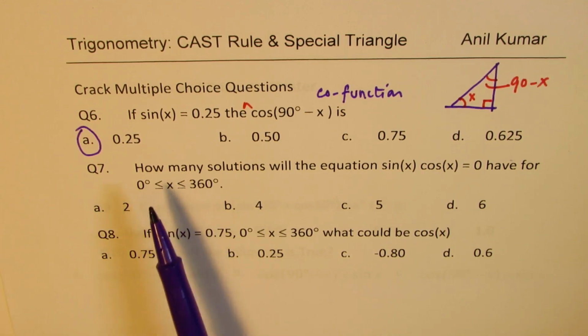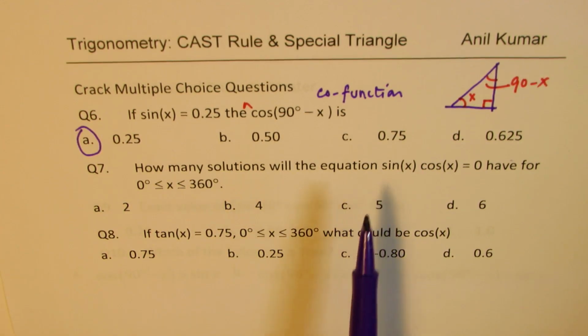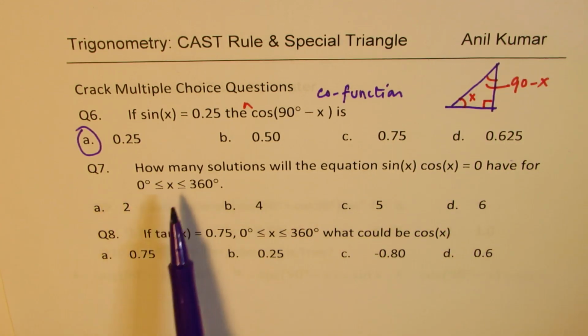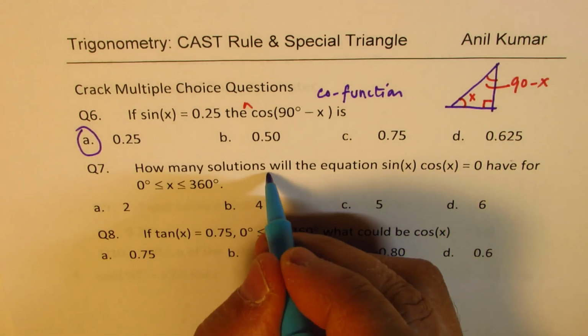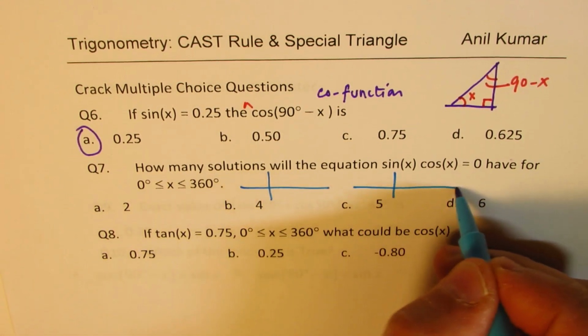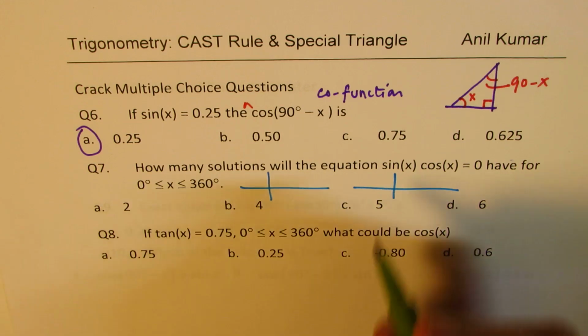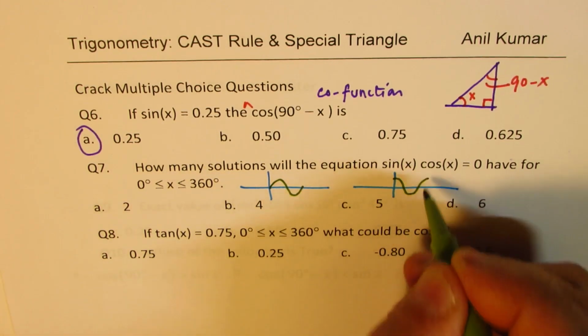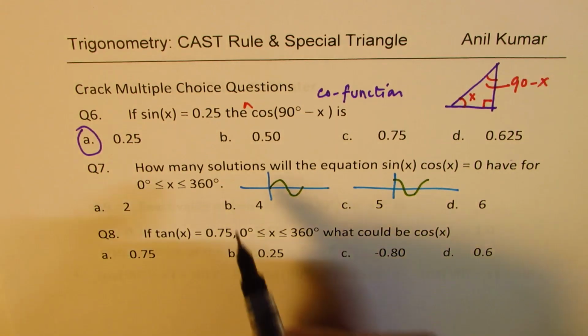Question 7. How many solutions will the equation sin x cos x equals 0 have for x between 0 and 360? I showed you with the help of a graph how many zeros they will have, right? So that means either sine could be 0 or cosine could be 0, right? So how many zeros do we see?